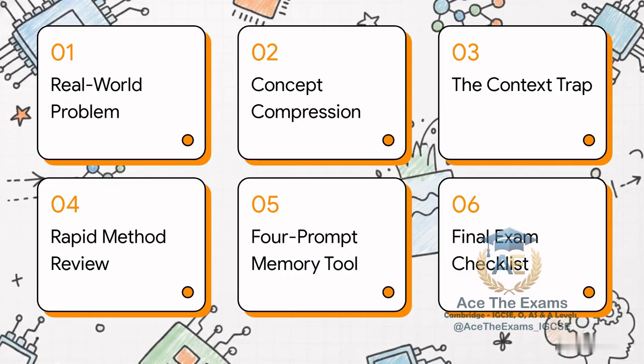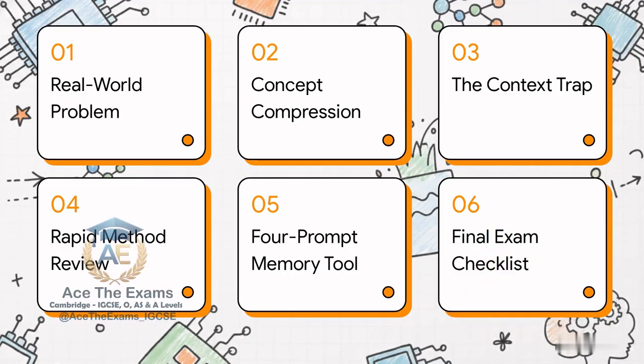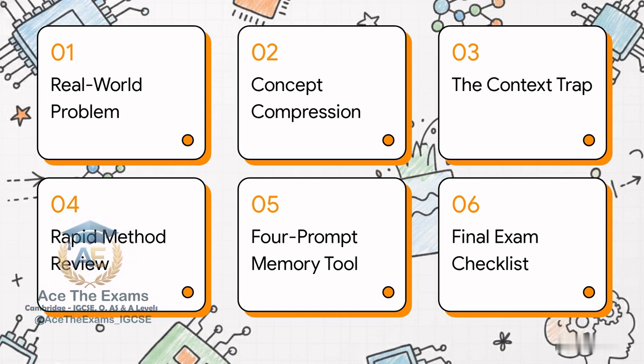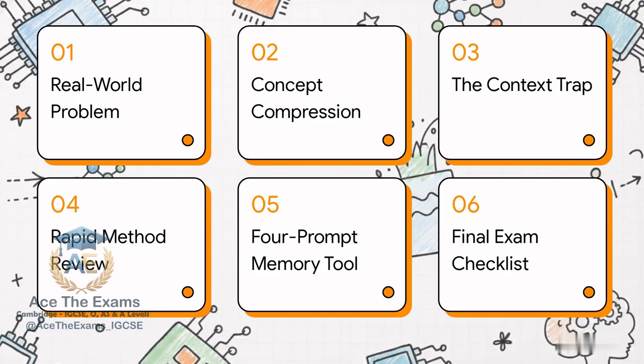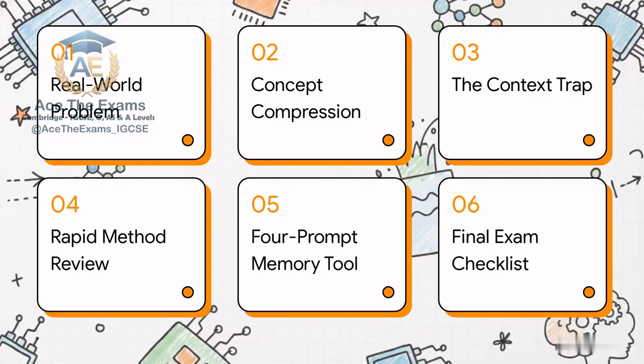I've structured our analysis today into 6 key areas to give you a complete, foolproof, strategic masterclass. We'll cover the real-world binary problem, concept compression, the context trap, the rapid method review, our 4-prompt memory tool, and finally, your final exam checklist. Okay, let's jump right in.